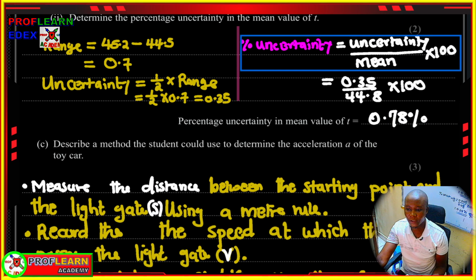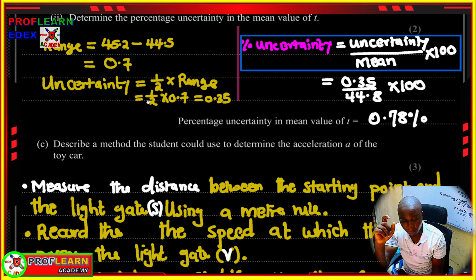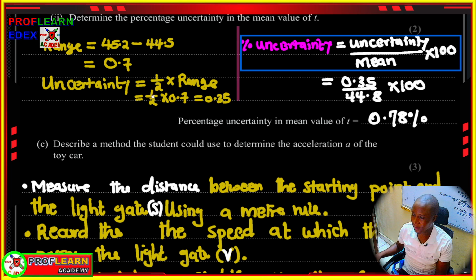So you need to know the different approach you are going to employ when working out the percentage uncertainty if you are given a single value and when you are given a set of values. You are supposed to work out the mean, find the range, divide it by 2 to get the uncertainty, and then the percentage uncertainty becomes the uncertainty over the mean times 100. In our case here, we get our answer correct to two significant figures as 0.78.